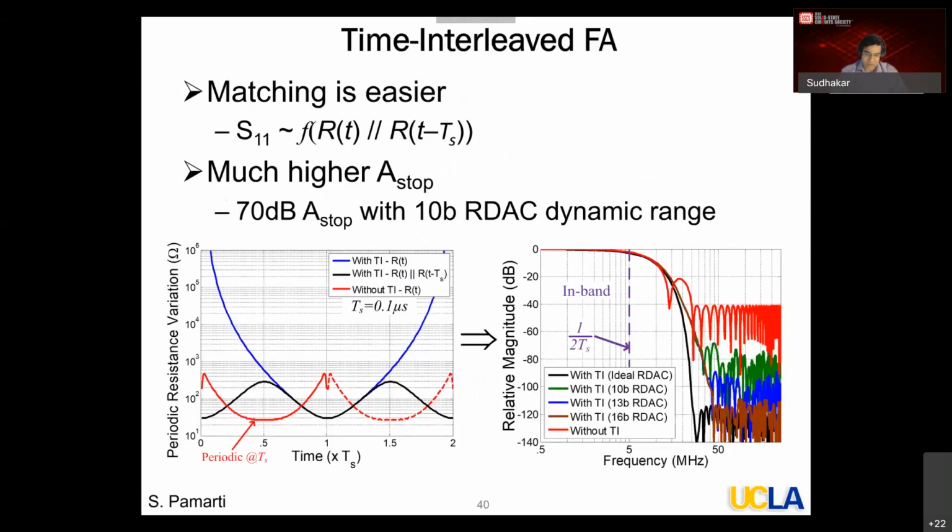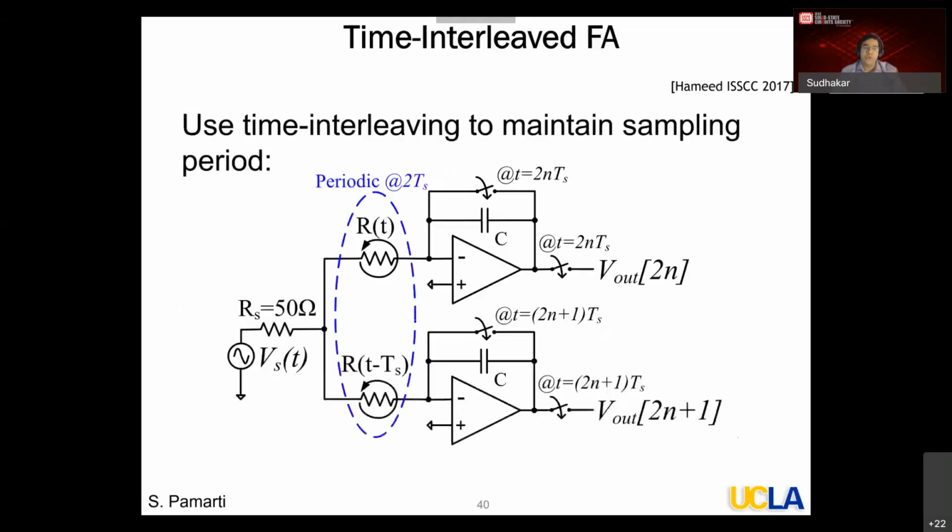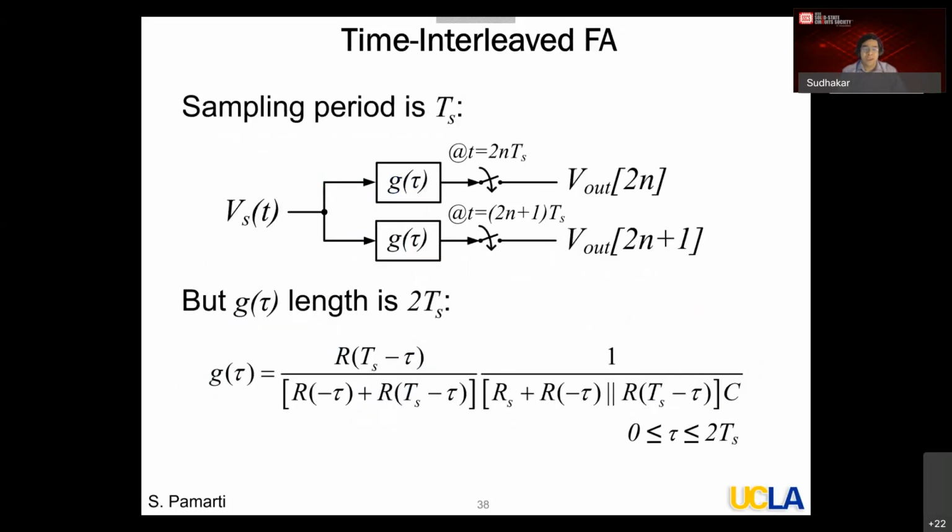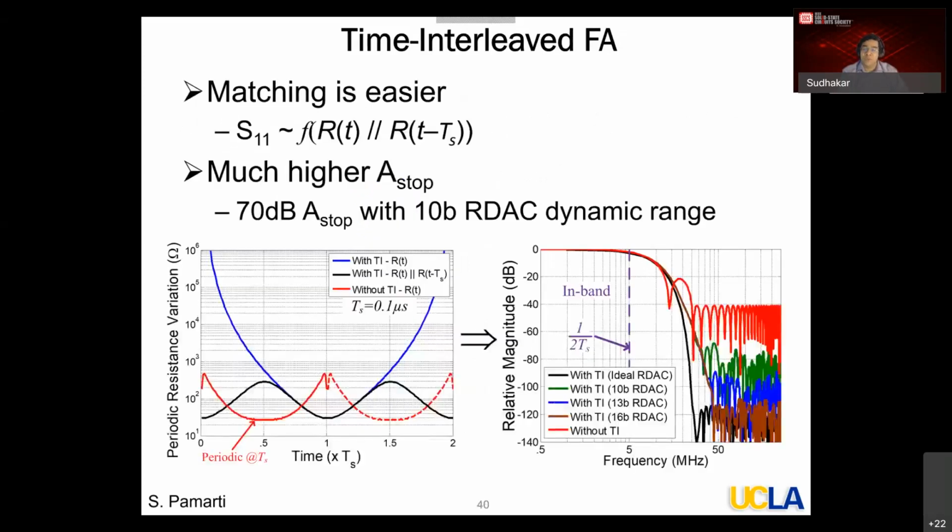Think about it like this. I have two R(t)'s in parallel, and they are not the same. They have the same periodic variation, but they are staggered versions of each other. So when one of the R(t)'s is high, the other one is low. So the parallel combination's resistance variation is not as drastic or dramatic as the individual case. As a result, my S11 constraint also becomes easier.